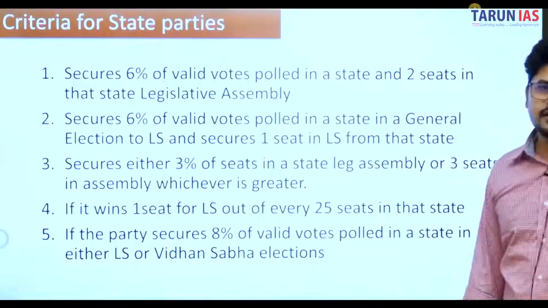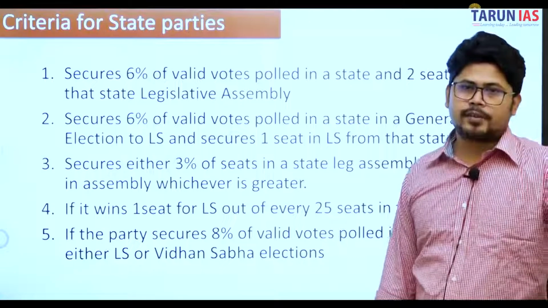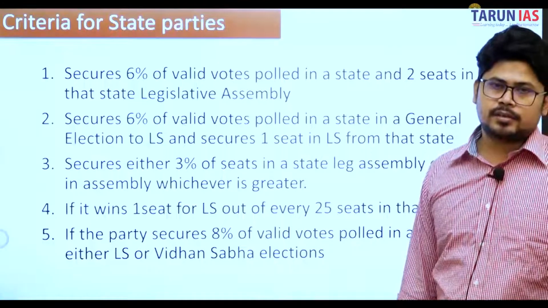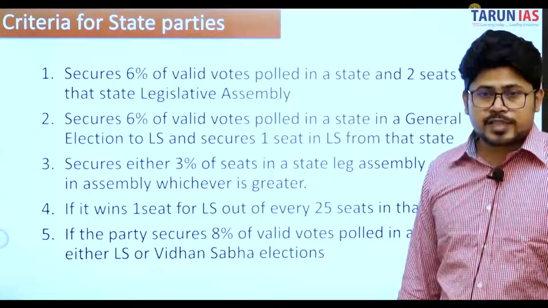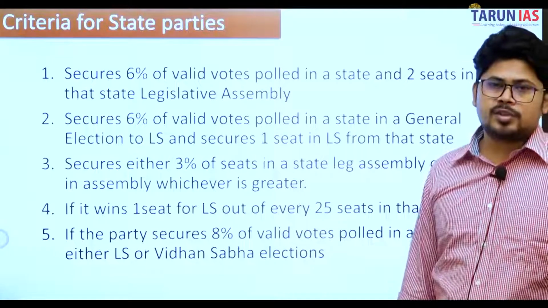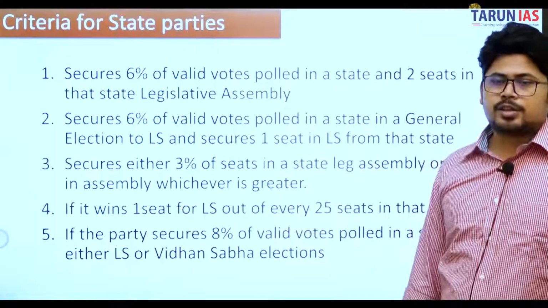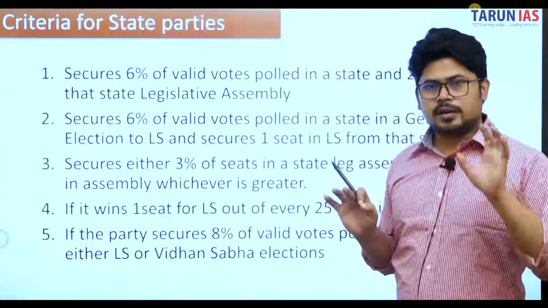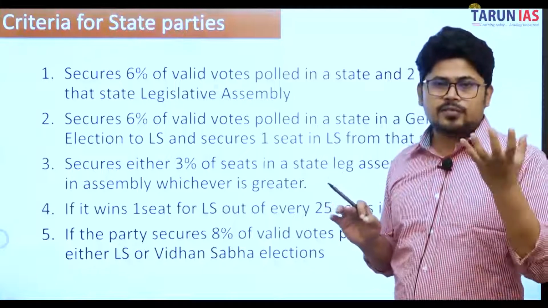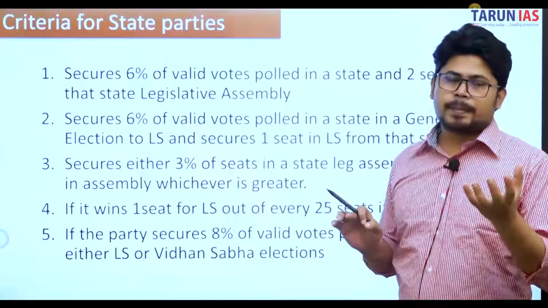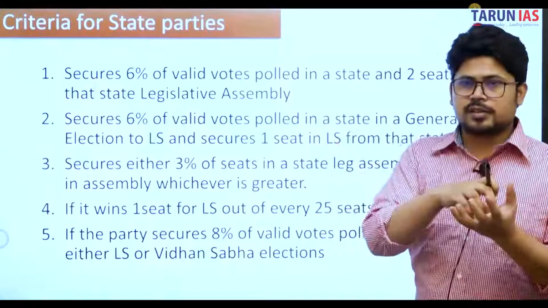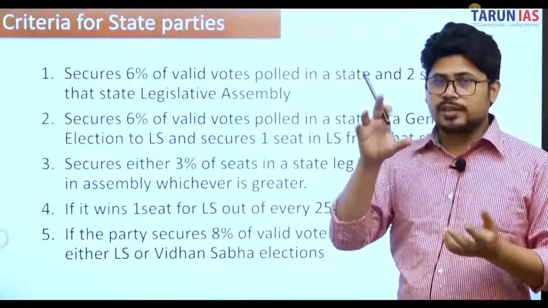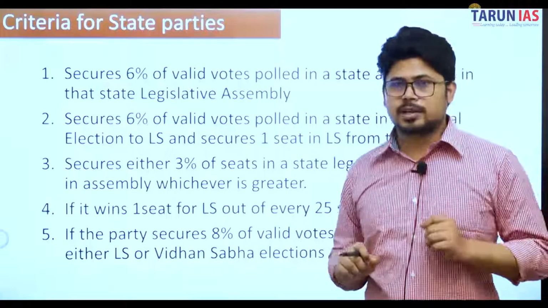Criteria for state parties: secure 6% of valid votes polled in a state and 2 seats in that state legislative assembly. Clear? Or secure 6% of valid votes polled in a state in a general election to Lok Sabha and secure 1 Lok Sabha seat. In this case, simple, if there is an election in UP and some party contests that election, it gets 6% of valid votes plus 2 seats in that state legislative election, okay, then it becomes the state party.